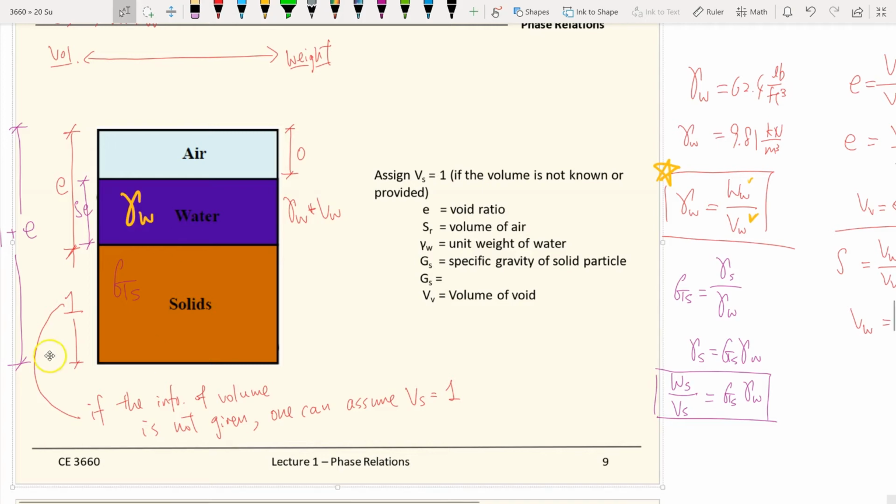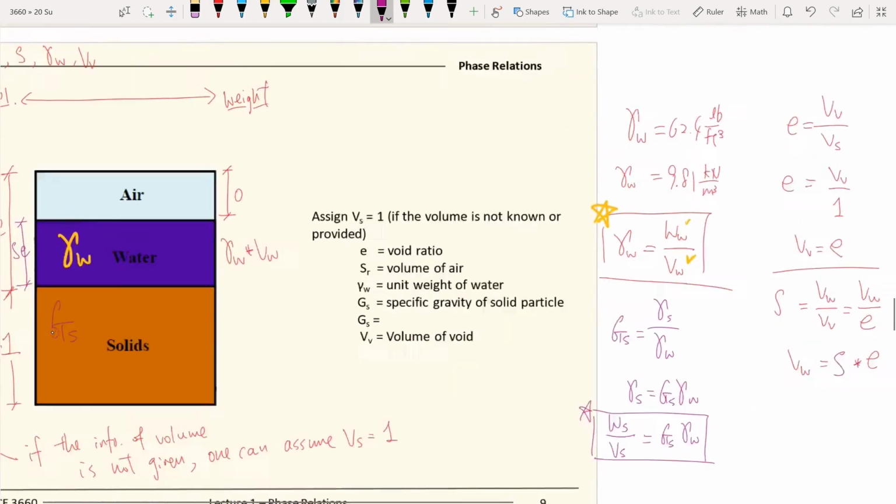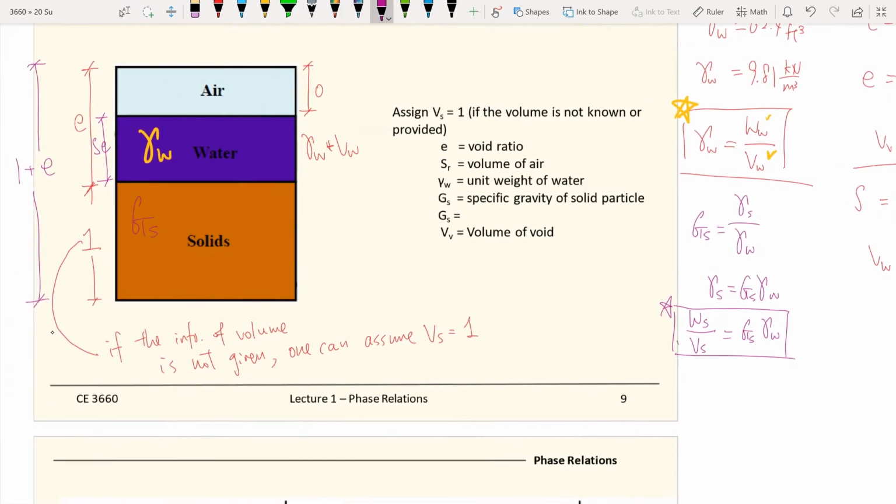And the other one here, very similar. We make use of these equations right there. It's because we know the volume of solid, then we can find out the weight of the solid. And in this case, the volume of the solid is equal to 1. So the weight of the solid now is equal to G sub S times gamma W.